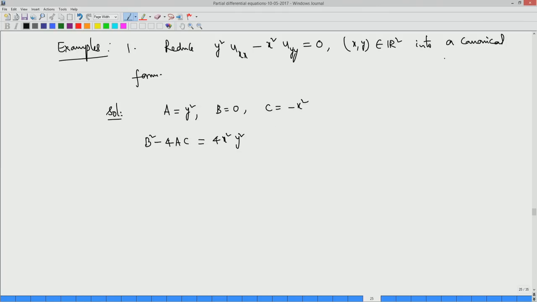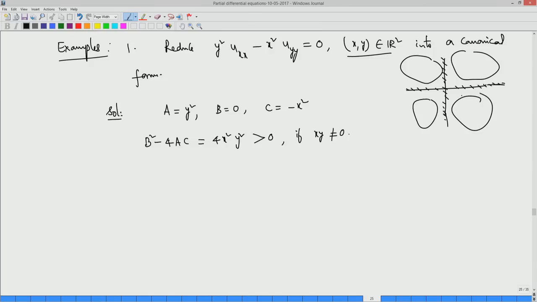You see this is actually the full domain, and the discriminant is 4x square y square. This is always positive if xy is non-zero. So that means you remove the coordinate axes from the plane, the Cartesian coordinate axes, and that is the domain. This is the domain you are dealing with, so you have to consider this equation in each of these domains.